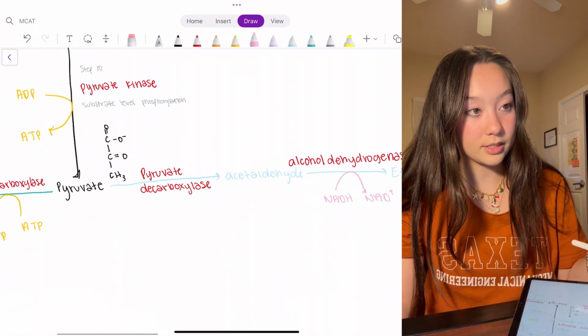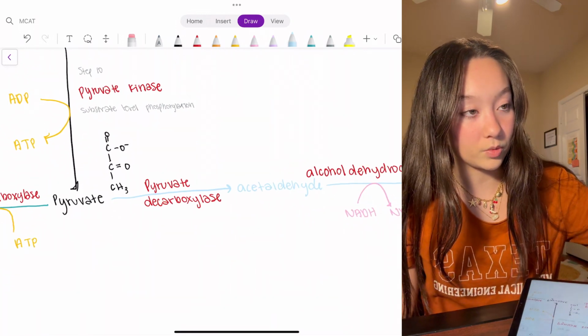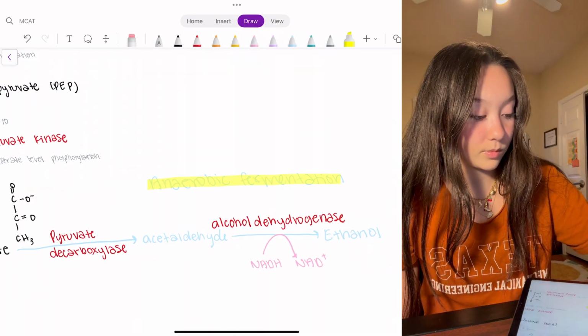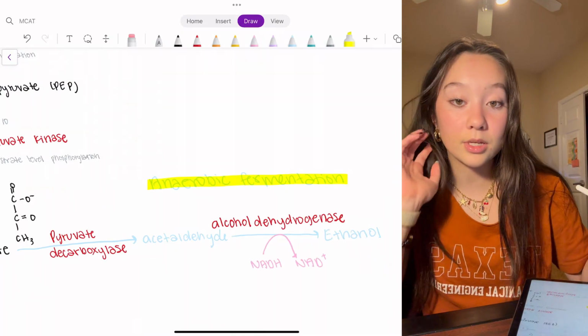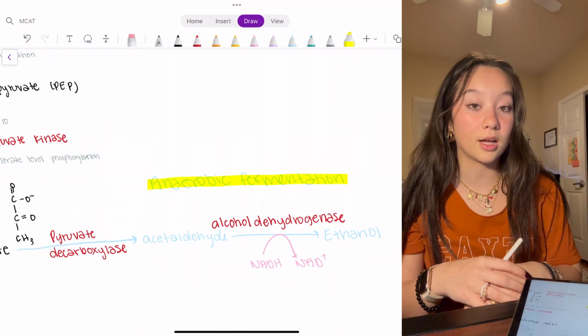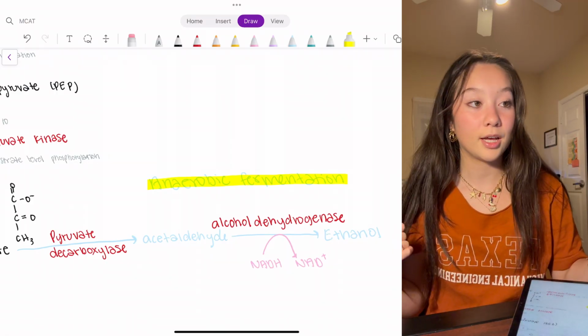So that is anaerobic fermentation, I will label it. And so this does not happen in humans. This happens in stuff like yeast.